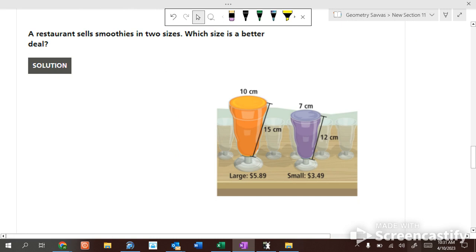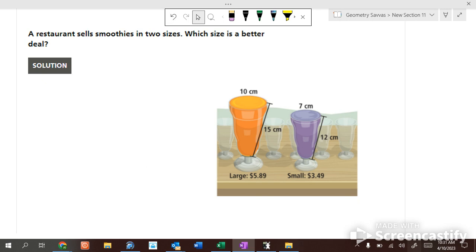A restaurant sells smoothies in 2 sizes. What size is a better deal? The large for $5.89 or the small for $3.49? And Donovan says you always buy the large because it's always a better deal. Well, let's find the volume of each and see if that is true.